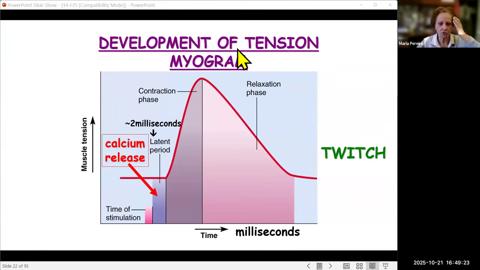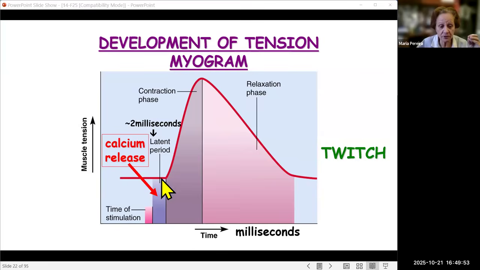Okay, so now let's look at the twitch. This represents the contraction of one muscle fiber. Let's start here where the muscle fiber is relaxed, nothing is happening. And now you have a stimulus coming in. So you have the motor end plate sending a signal. What's the first thing that happens? You need to have calcium released from the sarcoplasmic reticulum.